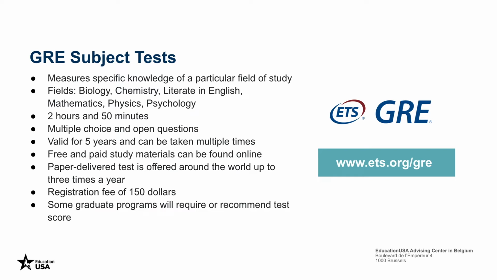The GRE subject tests are offered at paper-delivered test centers around the world up to 3 times a year. In order to find a test date and to register, you will need to create an ETS account online and follow the instructions of their website. The registration fee to take a single subject test is $150. Please note that this amount is subject to change and that additional fees might apply.